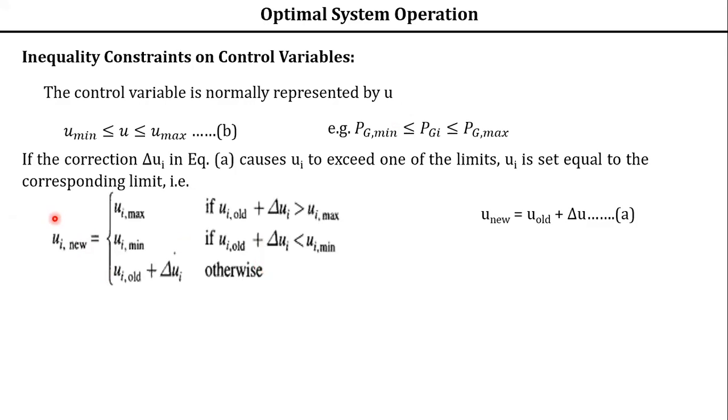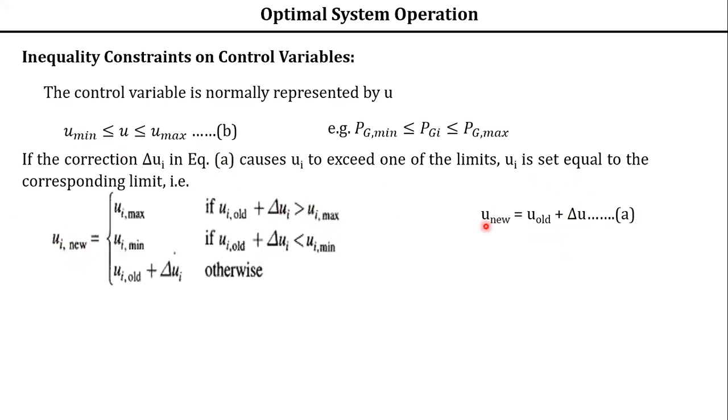Now you see ui new. What is ui? It is the control variable at ith bus, or ith unit, ith plant, anything you can take. So the new value of your control variable is equal to u old plus delta u. Understood? So if this sum, u plus delta u, is greater than ui max, here the limits have been specified for the control variable.